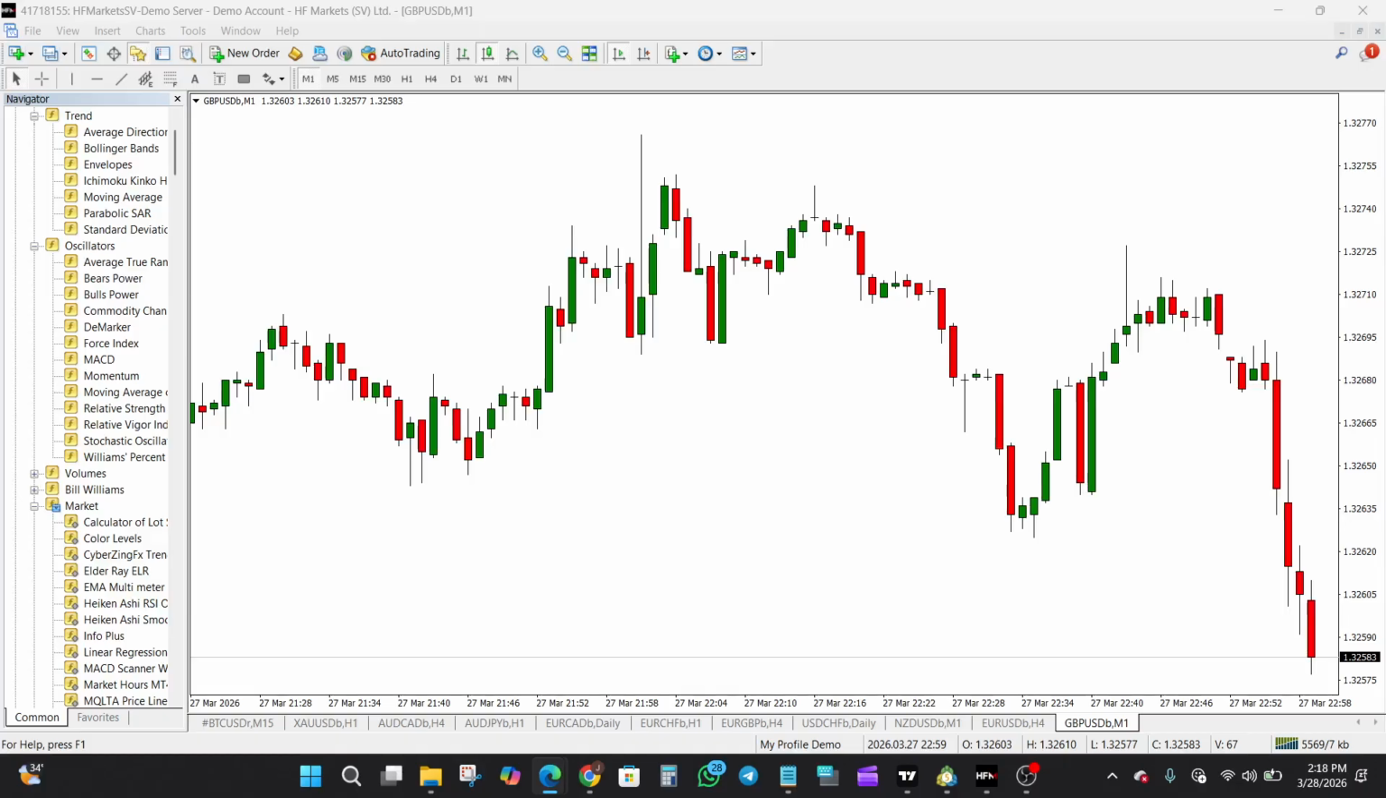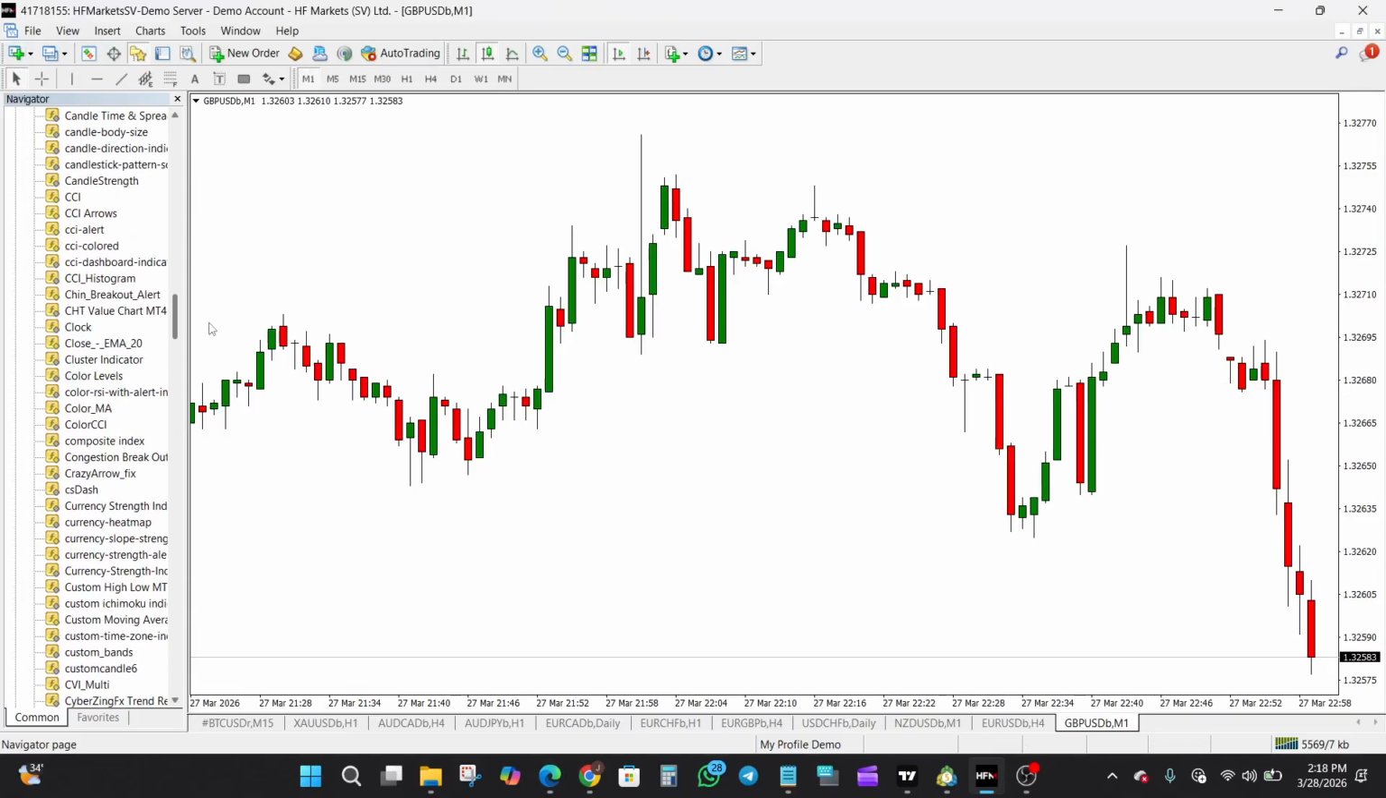All right, so let us start by adding the indicator to the chart. Let's just look for the cluster indicator, drag and drop.